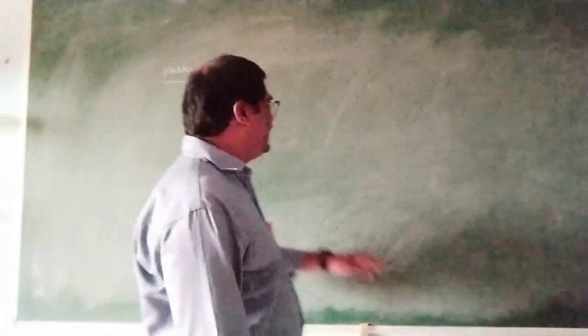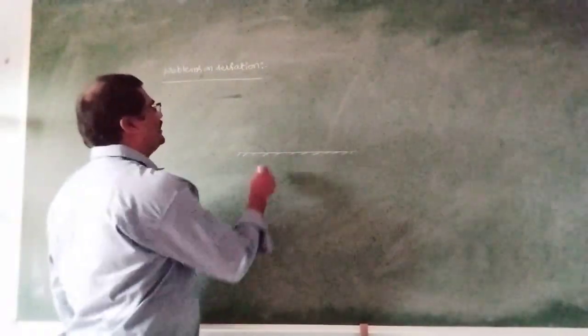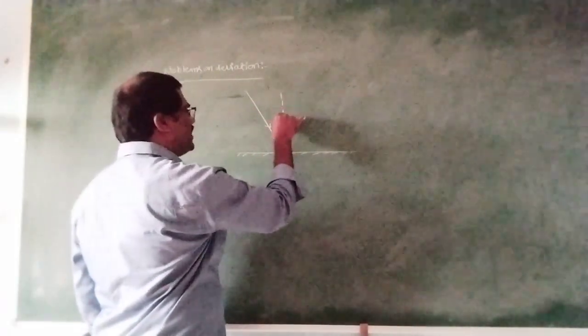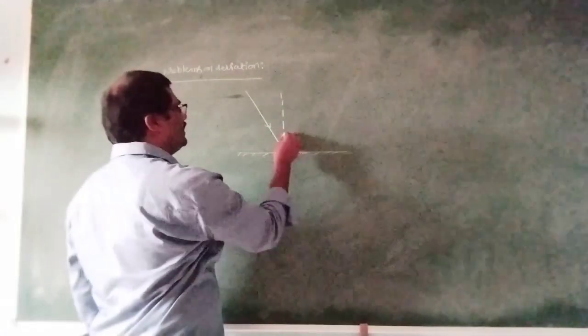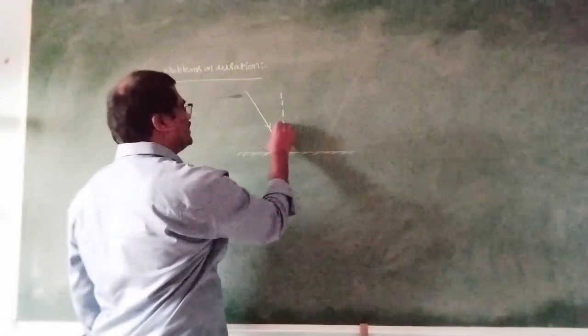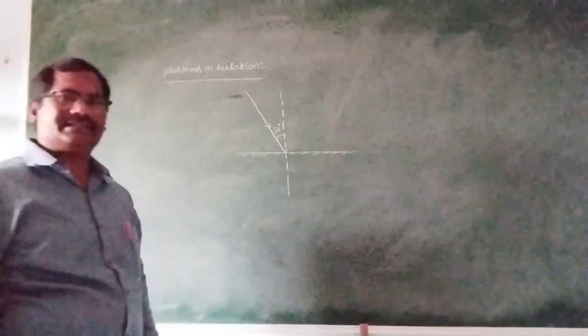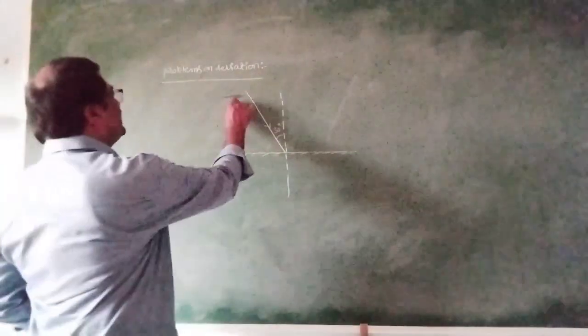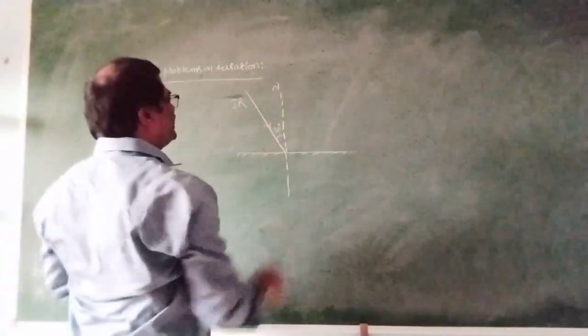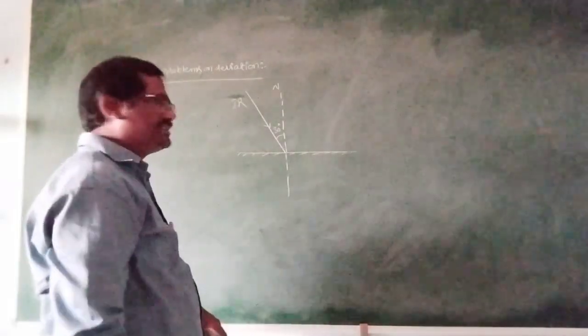Now, problems on deviation. This is the one of the mirror. This is the incident ray. This is the normal. The angle of incidence is 30 degrees.